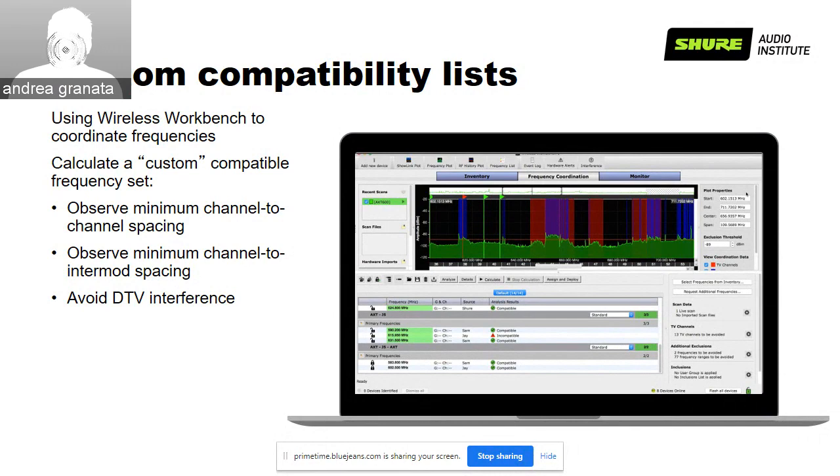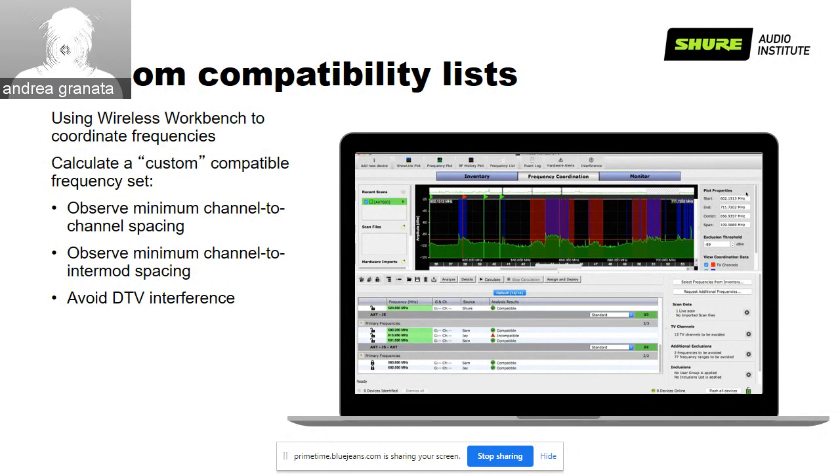And then I read another question. When manually searching for an open frequency on the receiver without Workbench, what is the exclusion threshold used by the receiver? Good question. I do not have an answer because different models and different devices are using different exclusion thresholds, and as well because I think the exclusion threshold is still -85, the same one that is standard in Wireless Workbench in most of the cases if we are talking about Shure.